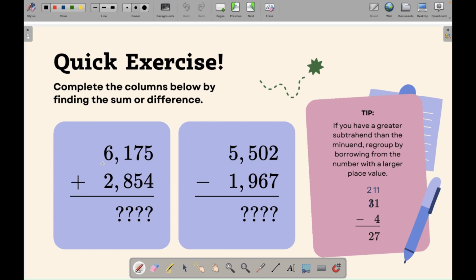Now, we have some exercise questions, so maybe you can just solve them and then we'll discuss. The first question says to add these two numbers, 6,175 and 2,854. Again, we see that the digits are aligned. So we'll write 5 plus 4 is 9. 7 plus 5 is 12. We'll just write 2 from the 12 here and then move on. The 1 will be carried over, right?